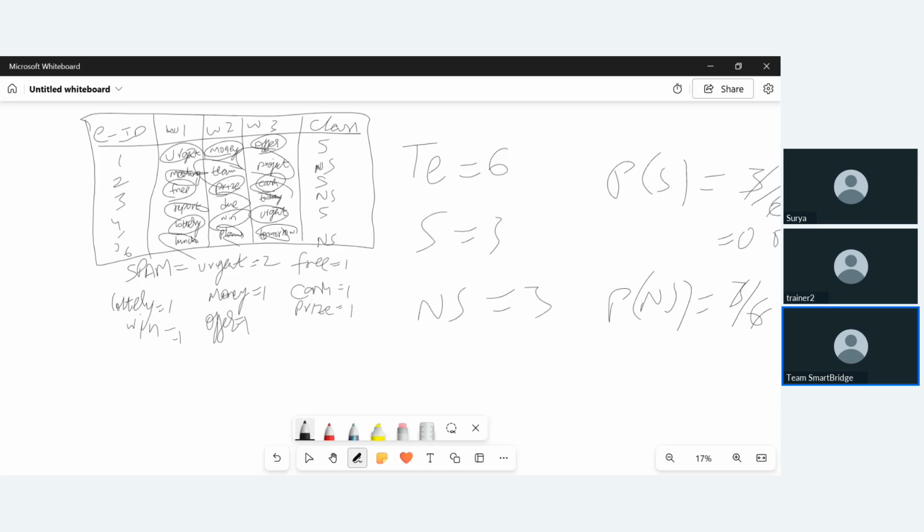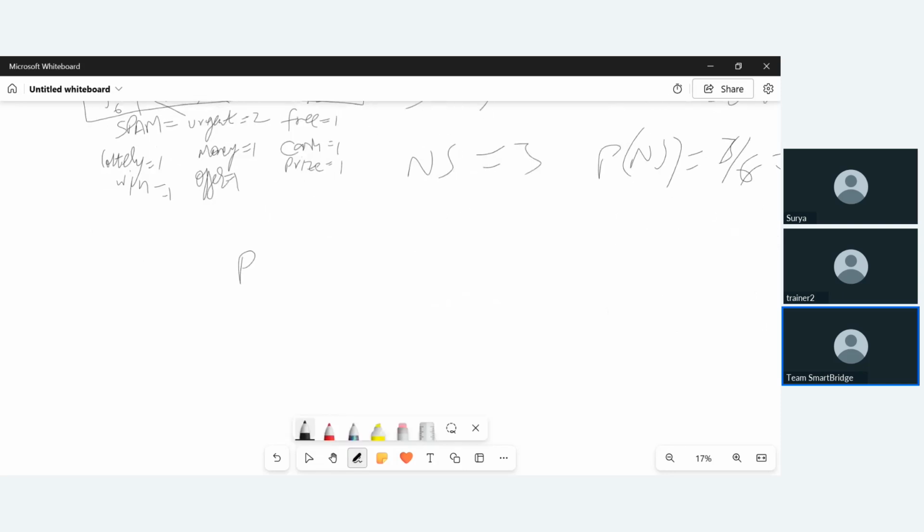Now coming to calculating the probabilities. If one event occurs, suppose this word occurs, what might be the chances that we have this email as spam? That is the probability we'll be calculating. Based upon the task, you need to perform this operation: what is the probability of this word to appear?